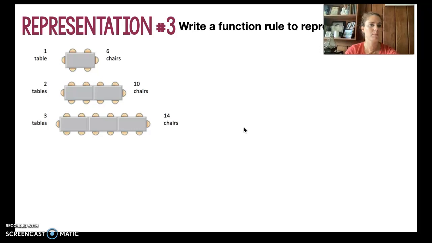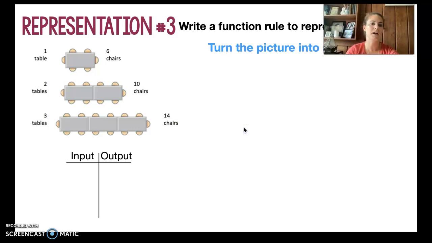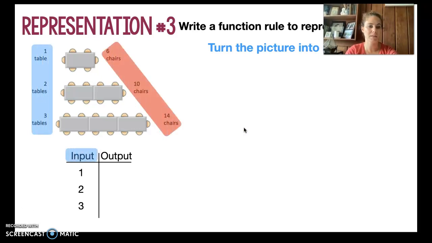So this time they gave us a picture. We are talking about tables and how many chairs we can seat. So one strategy is to turn that picture into a table. So that's what we're going to do. We've got our inputs and our outputs. So my number of tables, the independent variable, those would be the inputs, and my output, the number of chairs, that's the dependent variable, are my y values. So I have this relationship, 1, 6, 2, 10, 3, 14.